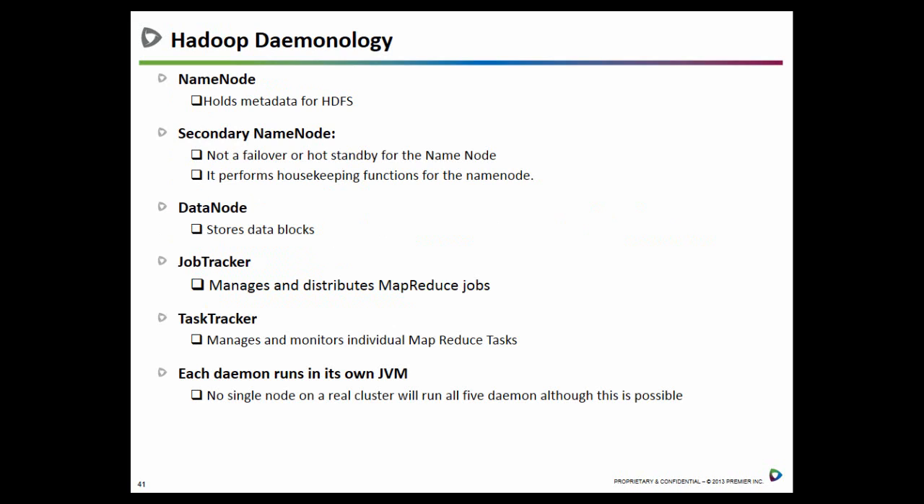Hadoop daemons are background tasks that run in Hadoop that a database developer or a Hadoop developer would not even know about, but they are always running. Name node is your master node. It holds metadata for HDFS.